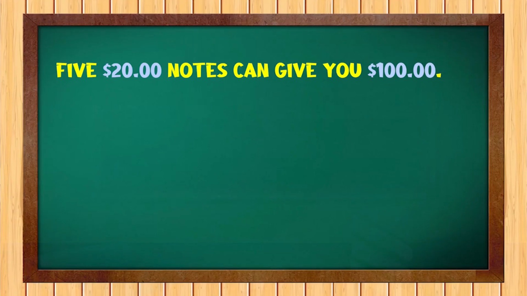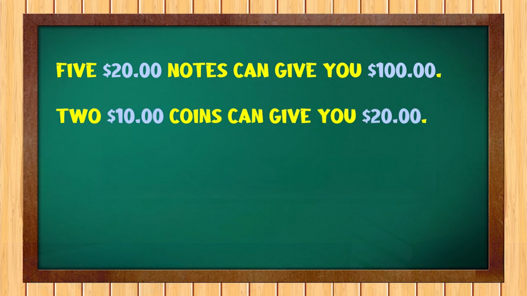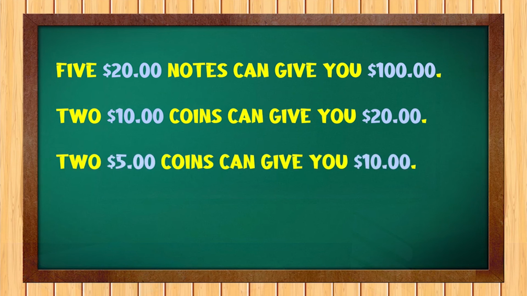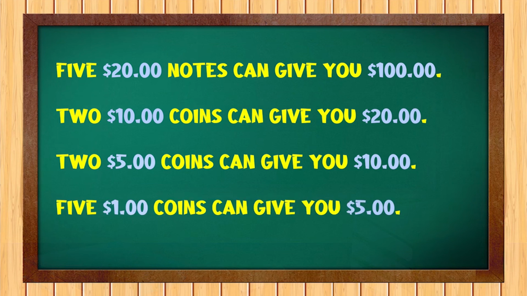Now, for our smaller values, we have five $20 notes will give you $100. Two $10 coins will give you $20. Remember, I have to switch when I'm talking about the $10 because $10 does not come in notes. It is in the form of coin. So we have two $10 coins will give us $20. Two $5 coins will give us $10, and five $1 coins will give you $5.